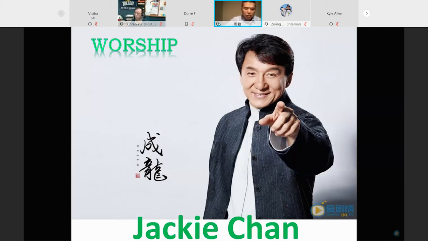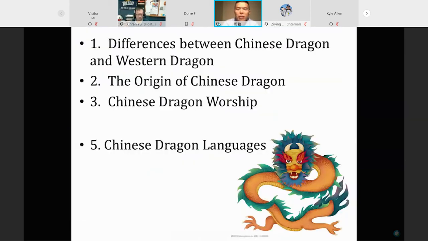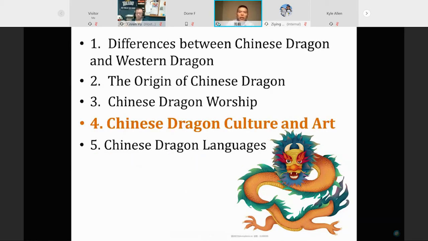People's love and worship to dragon can be seen everywhere. Okay, that is the third part of dragon worship. Now we are going to move to the next part, the fourth part, Chinese dragon culture and art, the orange part.